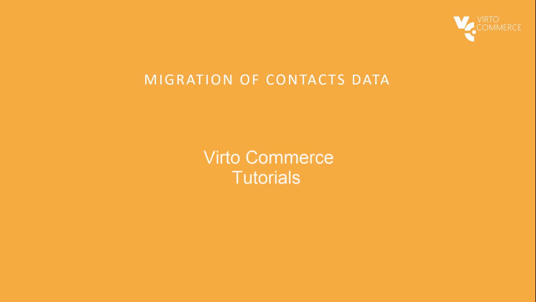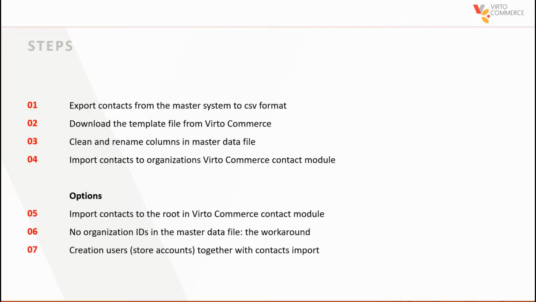In this video I will tell you how to migrate contact data to Virto Commerce and how to keep its relations with organizations. In general, the flow is the same as for organizations migration. So first we need to export contact data from the master system, then we need to download the template file from Virto Commerce, clean and rename columns in the master data file to make it work for Virto Commerce import, and finally import contacts and its relations with organizations to the Virto Commerce contact module.